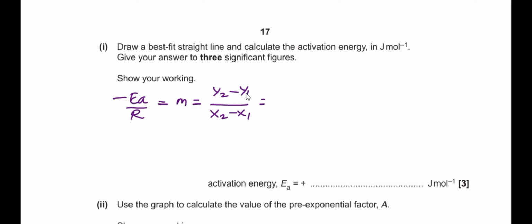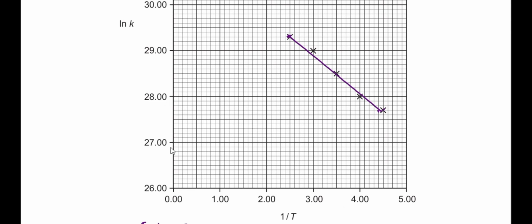Now let's work out the y2 and y1 on the graph that we have just drawn the line. So on the y-axis, 1 is divided into 10 divisions, therefore each division is 0.1. So if I take this point, its y coordinate is going to be 27.7, and this y coordinate is going to be 29.3. The respective x coordinates are, this is 4.50 and this is 2.50. Let us take this point as P2 and this as P1.